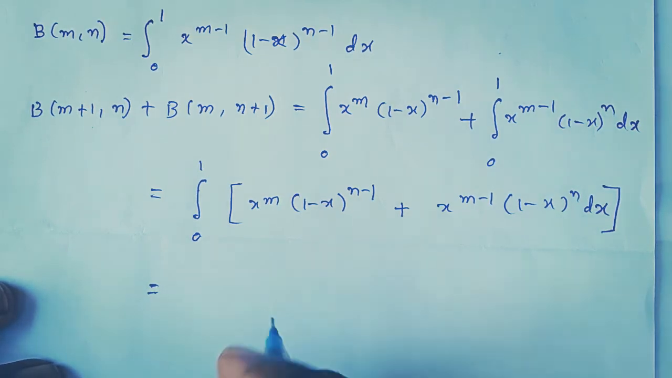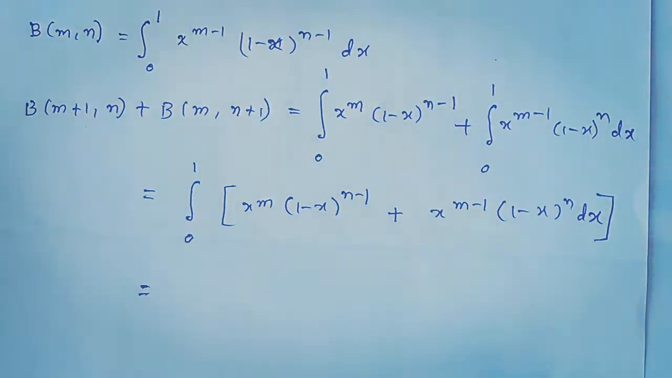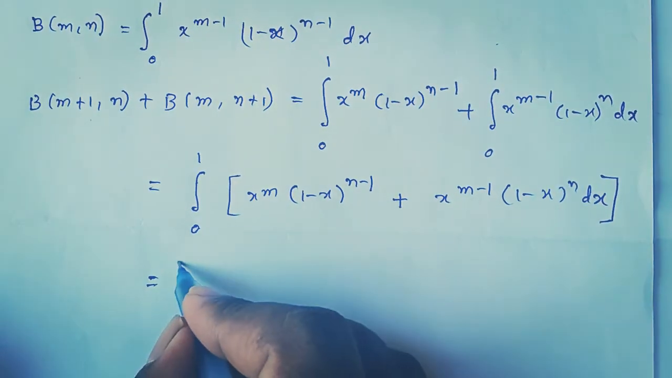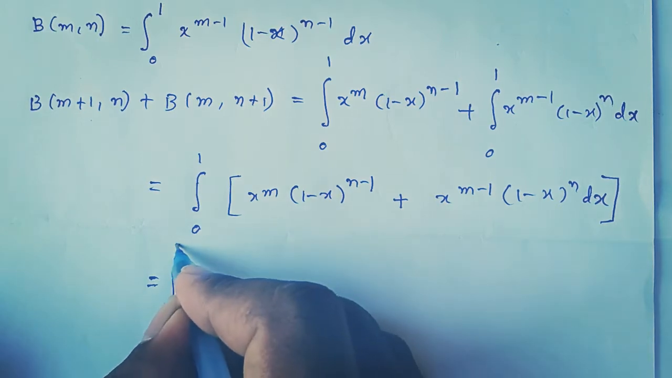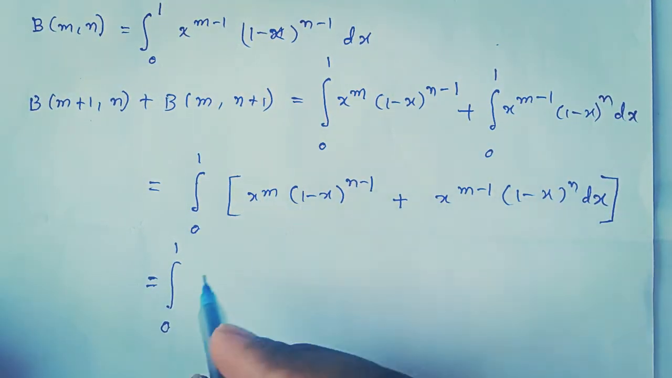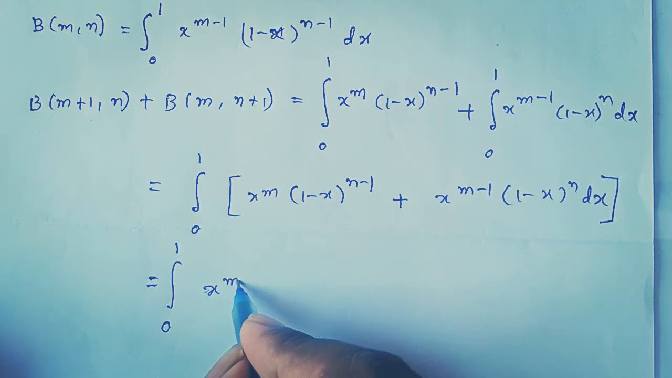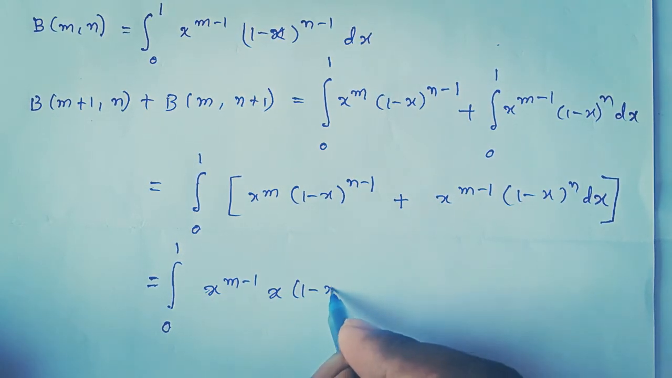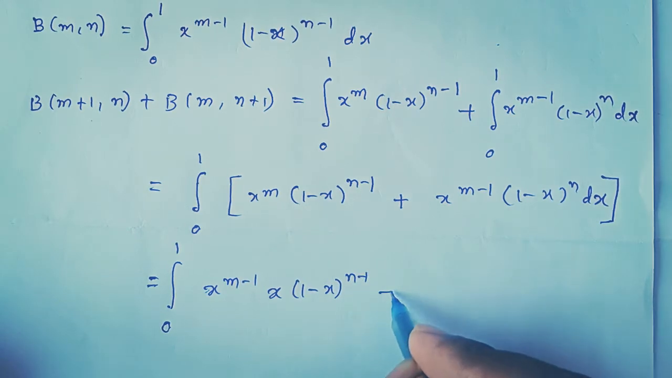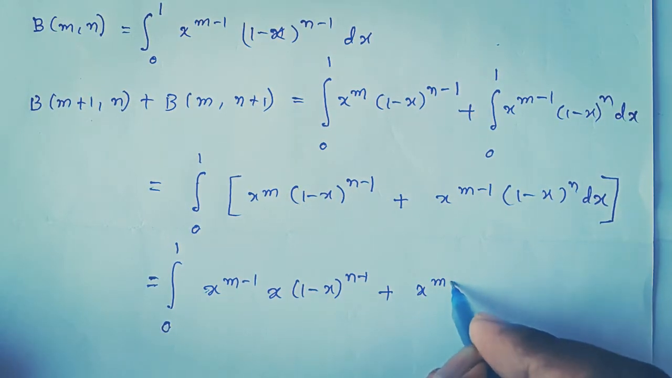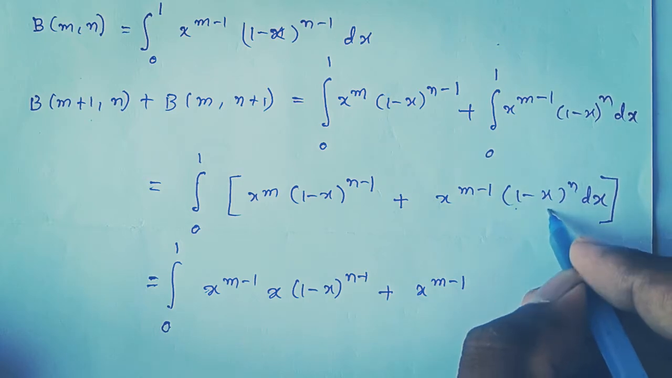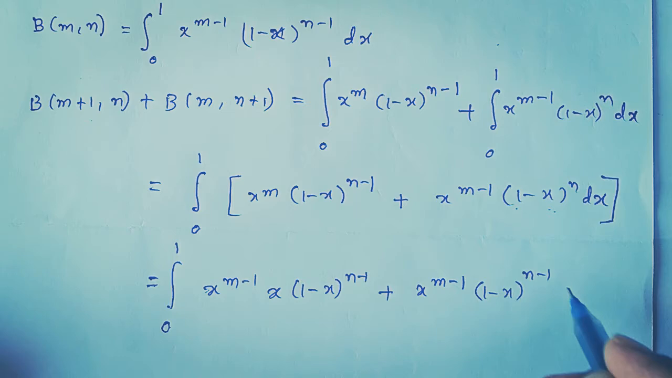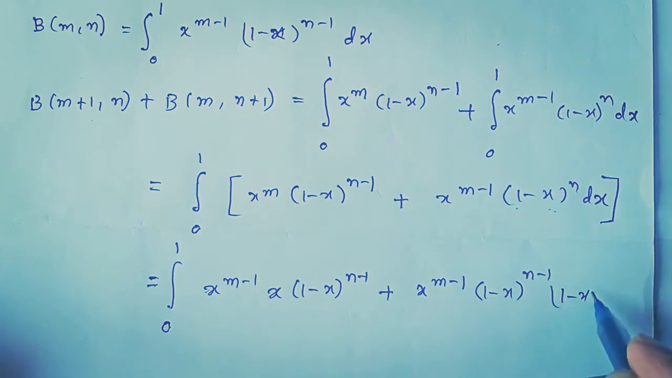Okay, now we can write x^m as x^(m-1) into x, and (1-x)^n as (1-x)^(n-1) into (1-x), dx.